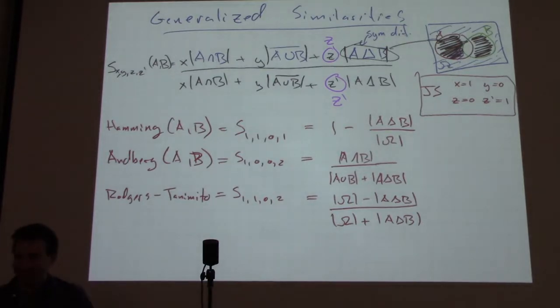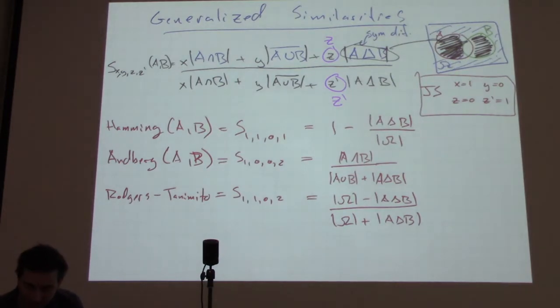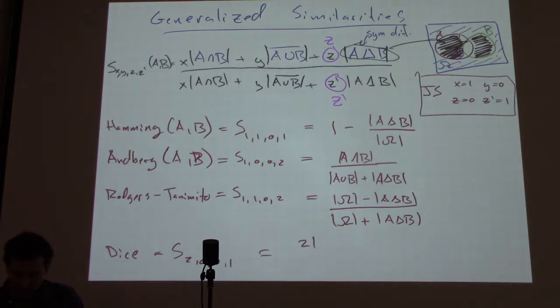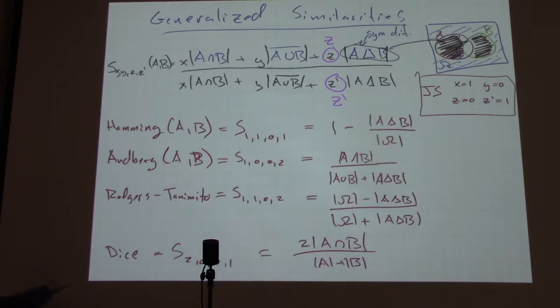Okay, so you can go and verify these things, that they're not too complicated. I just want to mention one more, just so you see the breadth of these things. None of these are too special. This one is going to be 2 times the size of A intersection B divided by the size of A plus the size of B. This is the Dice similarity, or the Sorensen-Dice similarity. All of these are used sometimes.